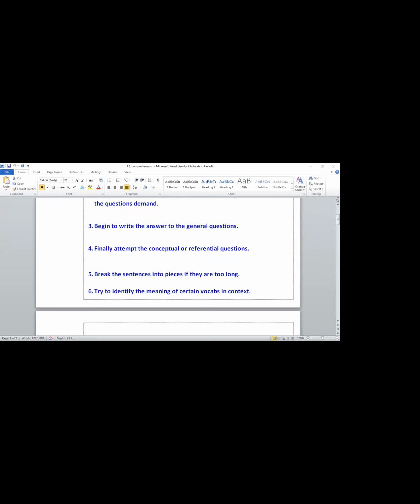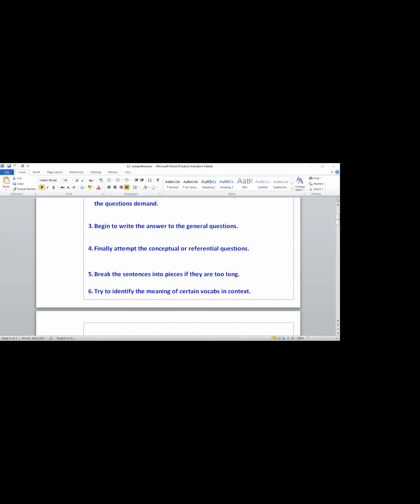For example, what is the theme? What does the writer want to say? These are the conceptual questions. Sometimes your passage is very long. My point is that the question in the comprehension passage could be long. If so, you have to break it into 2 or 3 parts so that it is easy for you to understand.